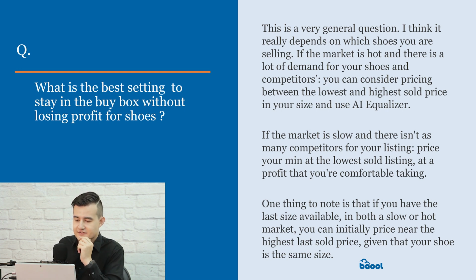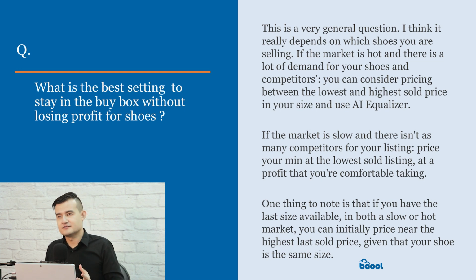One thing to note is if you have the last size available, in both the slow market or the hot market, then you could initially price at the highest last sold price, and then you could use our AI rules to help you get a higher profit. So we recommend using the AI profit maximizer or the profit booster at the start. You could definitely use that. It would help you increase your buy box win percentage, and once you win the buy box, it'll incrementally increase your profits when you're in the buy box.